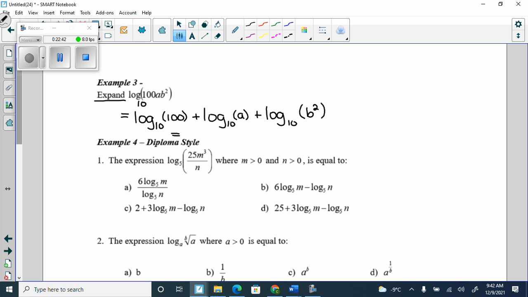And so you're going to get, what is log base 10 of 100? 2. And then we can put them together. Log base 10 of AB squared.